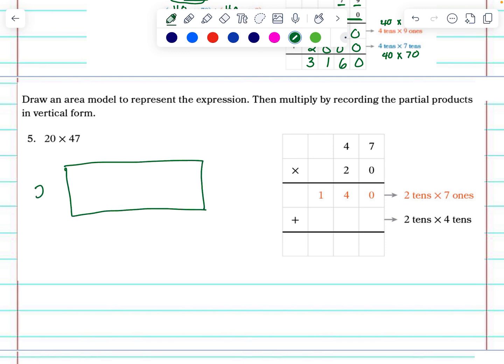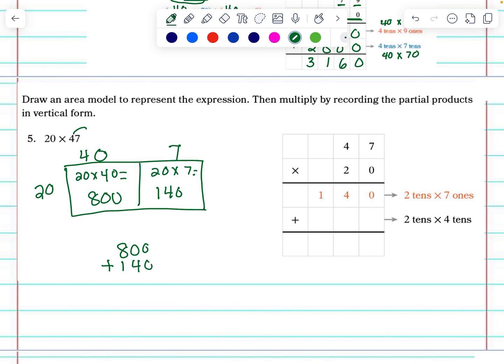So we're going to put 20 here, and then we're going to decompose the 47 to 40 and 7. So this section, length times width, is 20 times 40, which will be 800. And this will be 20 times 7, which will equal 140. We would add the 2 together to get the answer, 940.